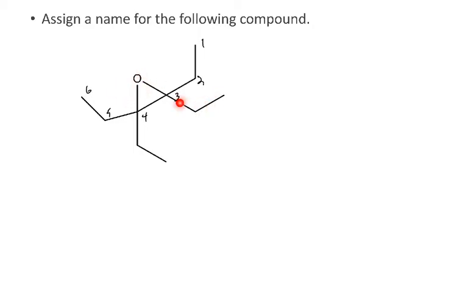And then I have an ethyl also coming off both carbons 3 and 4. So this would be 3,4-diethyl-3,4-epoxyhexane.